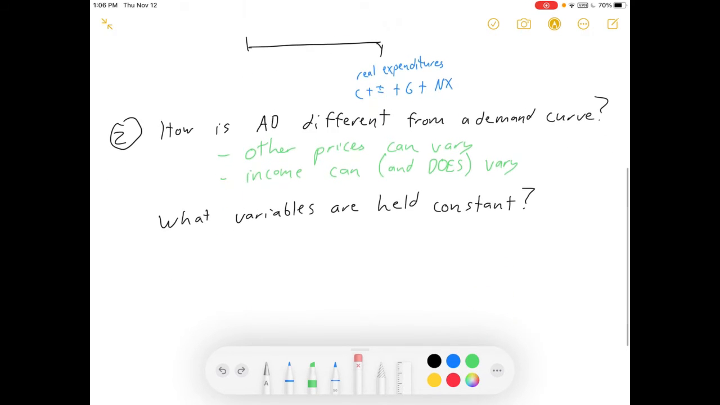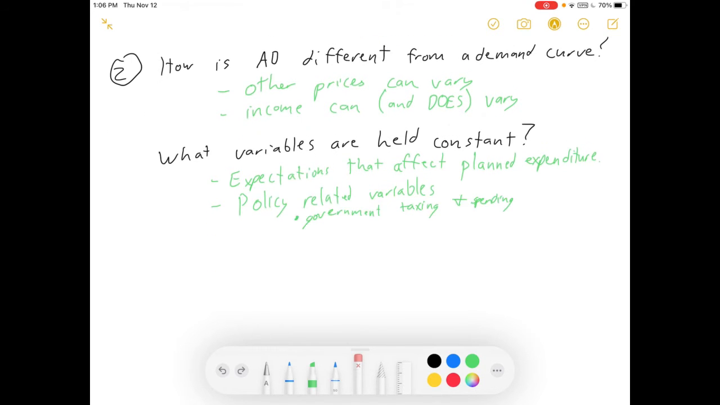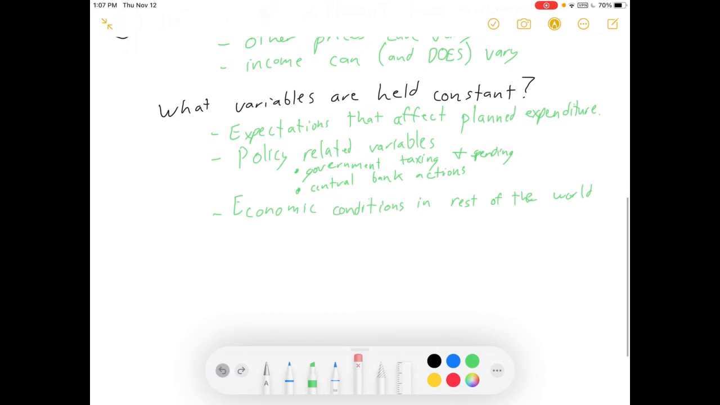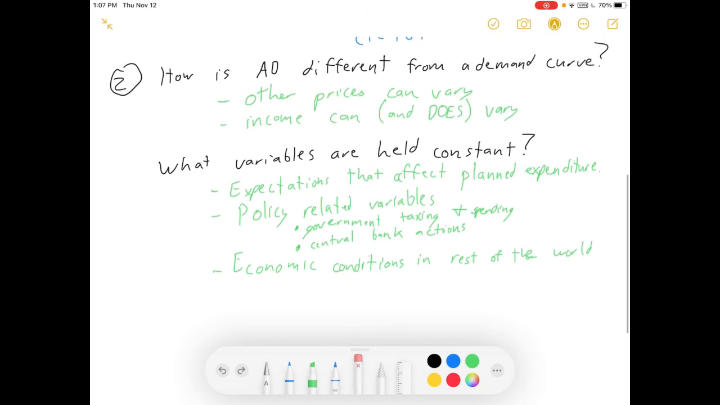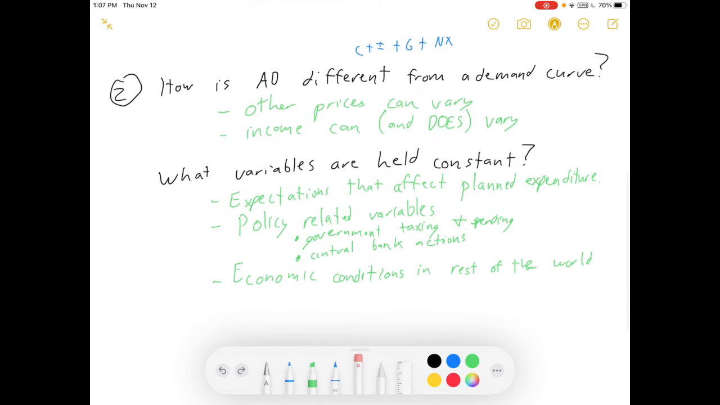Now, what variables are held constant, if not those ones? Well, one, our expectations that affect planned expenditure. Another, policy-related variables. What do I mean by that? I mean government taxing and spending, and the actions of the central bank. These are the main ones we'll be interested in this class. Now, we can also be interested in the conditions in the rest of the world and how the economy is doing elsewhere. And so these kinds of things we hold constant, and if we change those things, we'll have to change our aggregate demand curve.